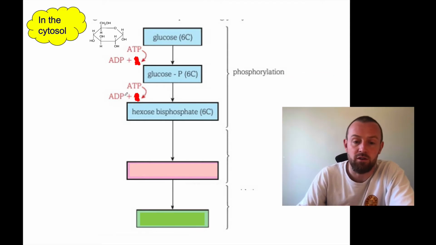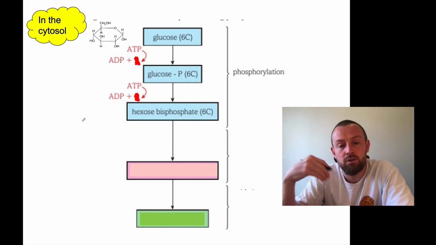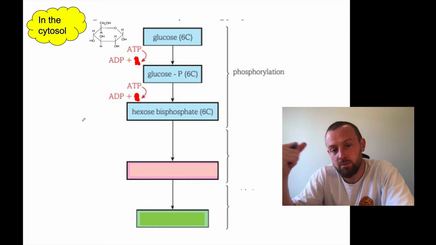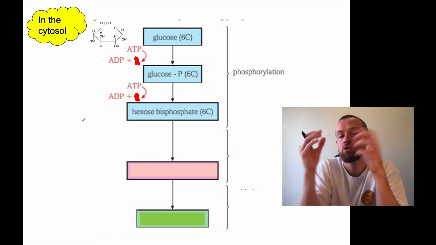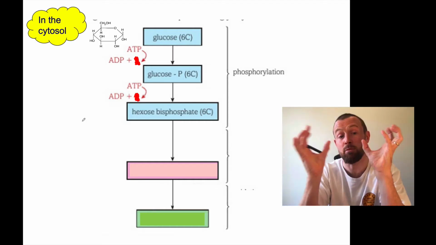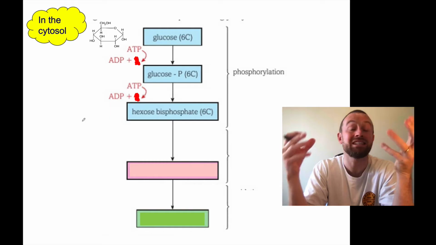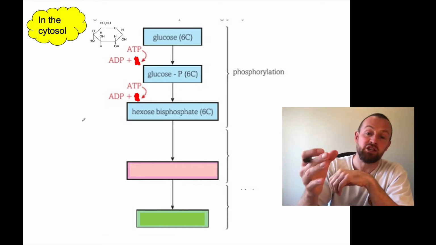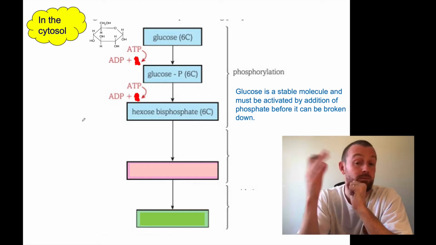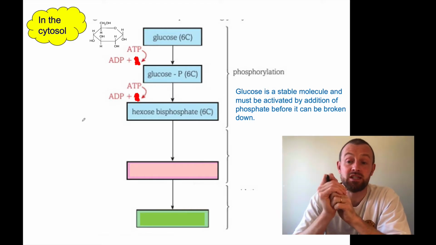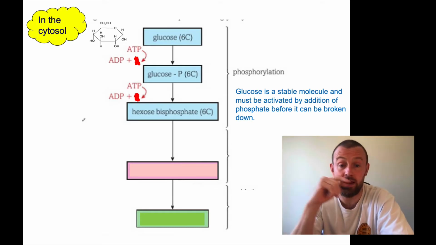So this part of the whole process is called phosphorylation. The purpose of that, if you want to go into a bit more detail, is to make the glucose molecule almost a bit unstable, so that we can then break it down and oxidize it more easily. So we put some energy in in order to get more energy out. So there's a little note on that. Glucose is a stable molecule and must be activated by addition of phosphate before it can be broken down.